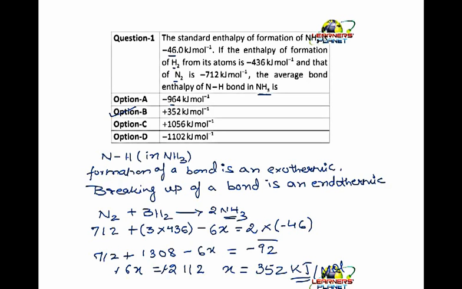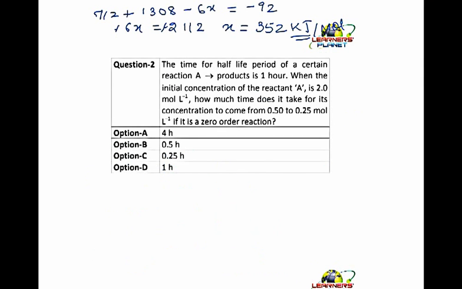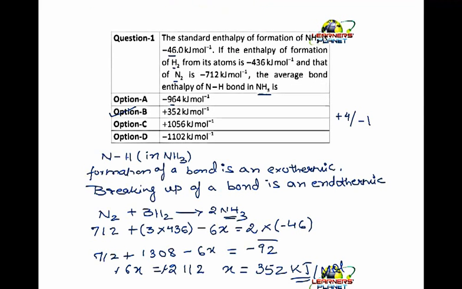The marking scheme for this question was +4 and -1. If you mark correct, it's +4, and if you mark wrong, it's -1. Right? Now let's take up the next question, students. This question was from thermodynamics.